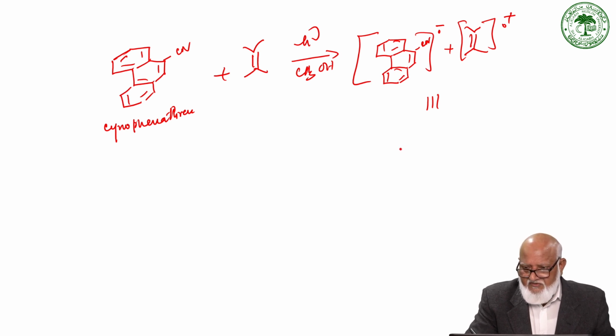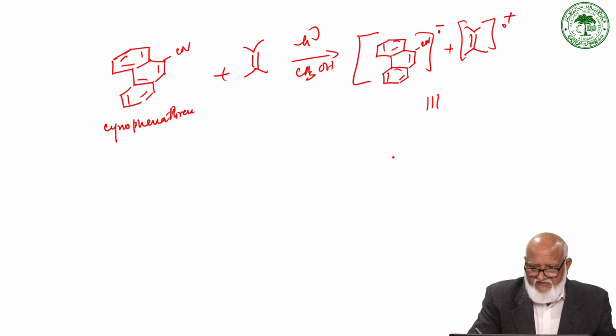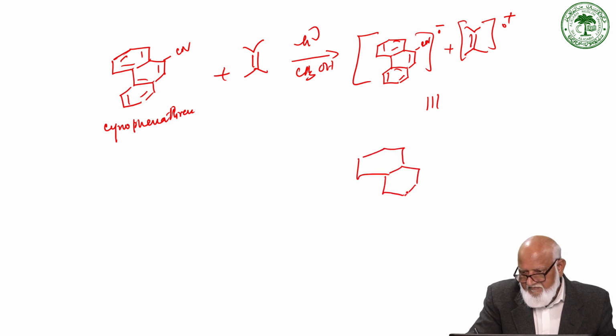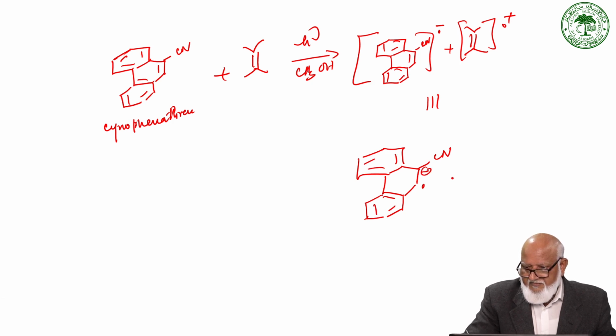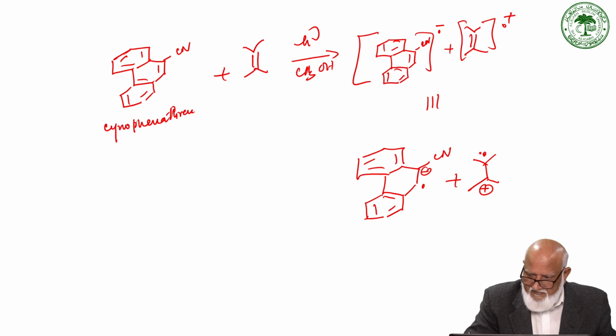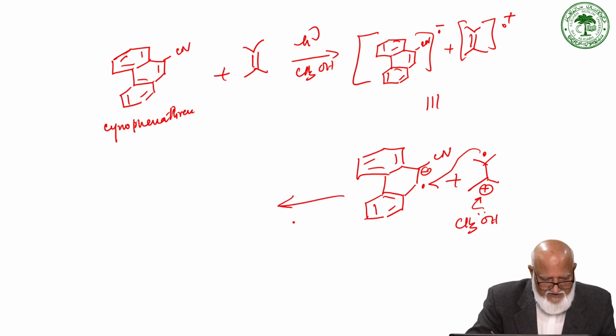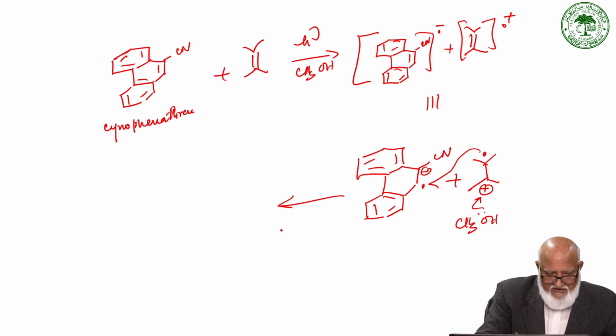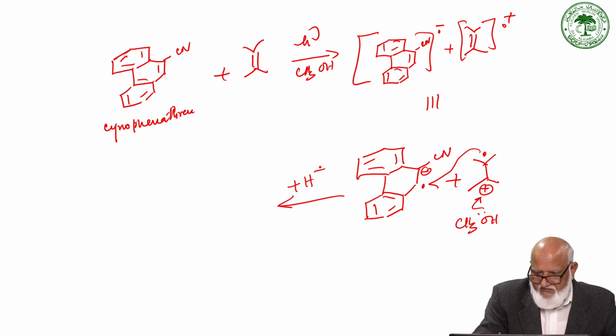Just to see how the ethylene is adding to this cyanophenanthrene, we can see here the radical anion. So we have a cyano here, a radical anion plus radical cation, and then the radical coupling followed by methanol addition, CH3OH, plus of course H plus to this anion.